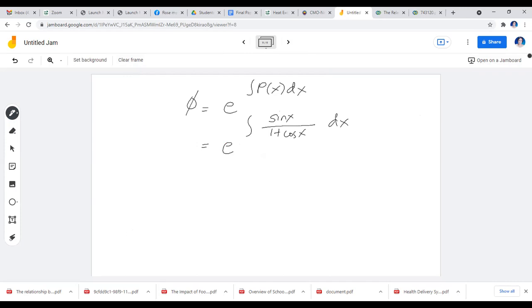Now, if you set the 1 plus cosine of x as your u, the numerator du will be negative, or should be negative.